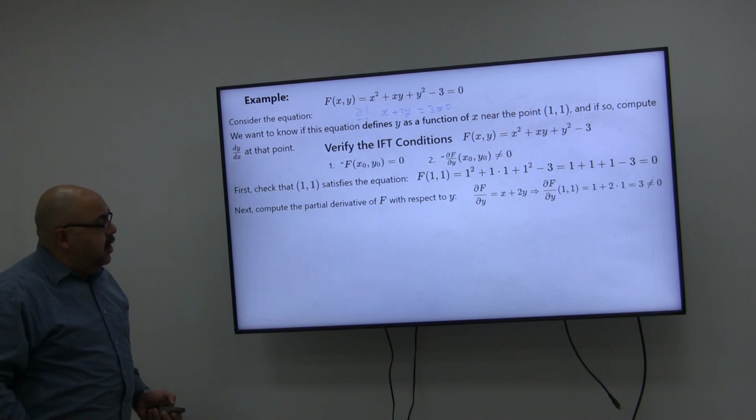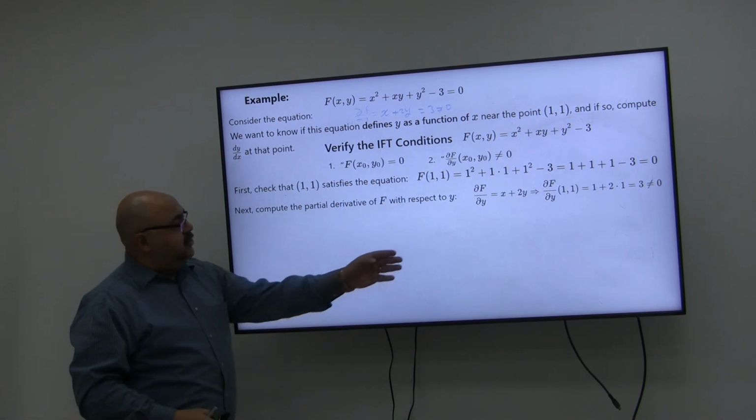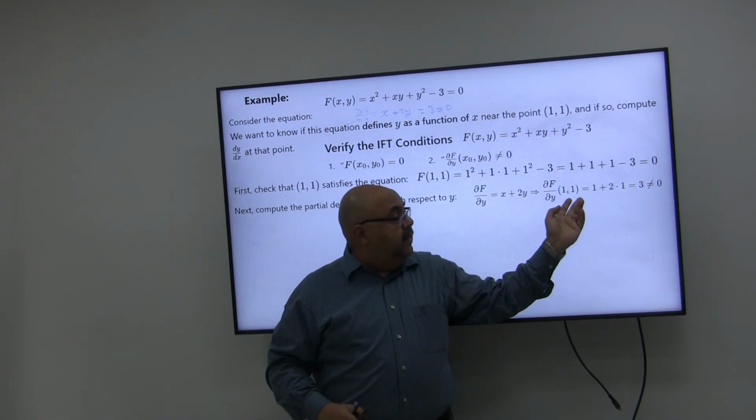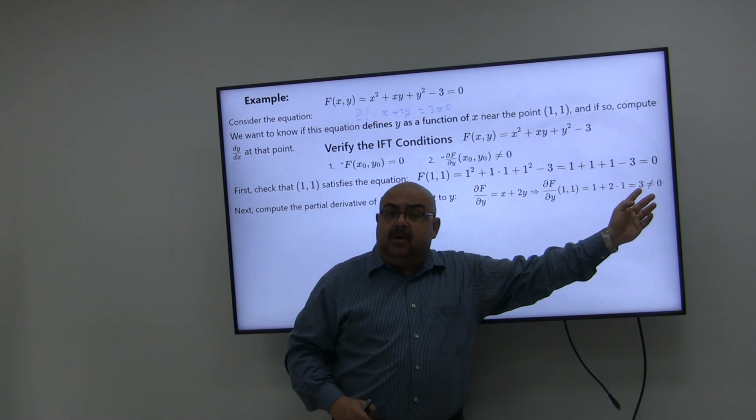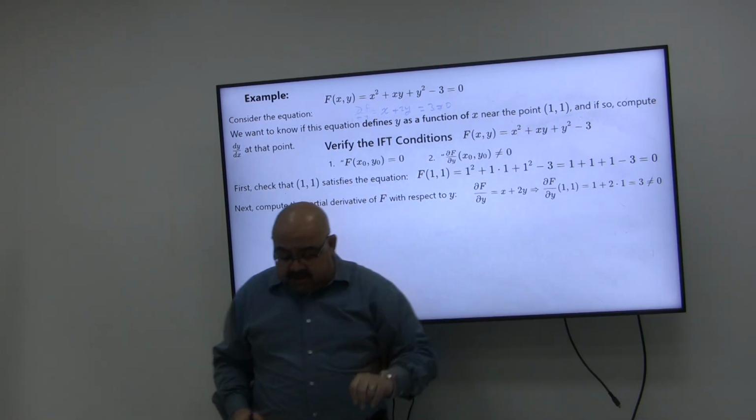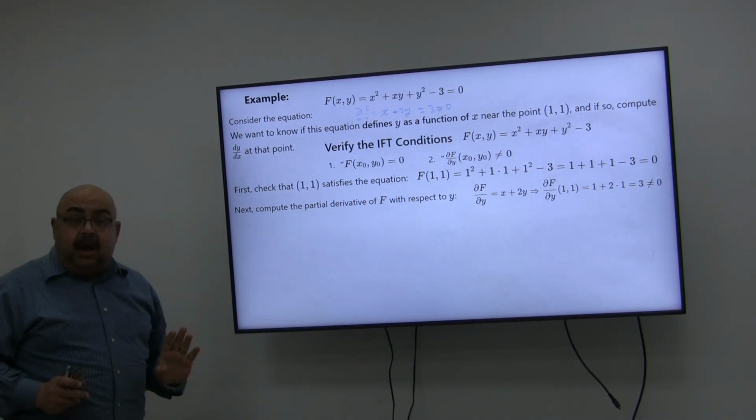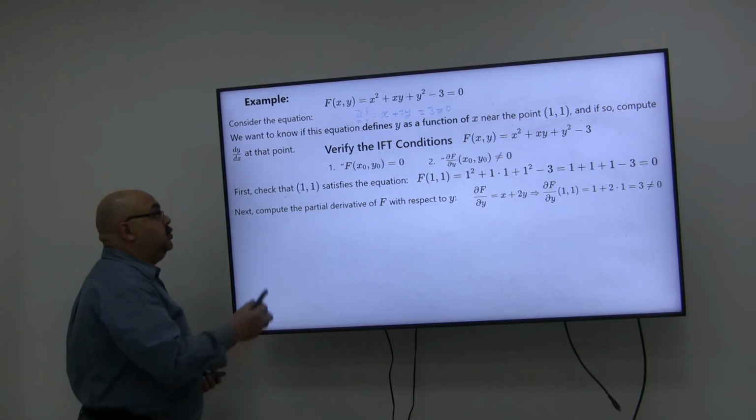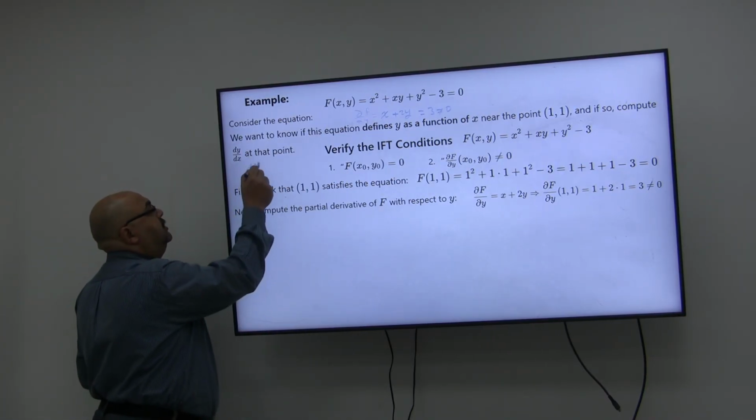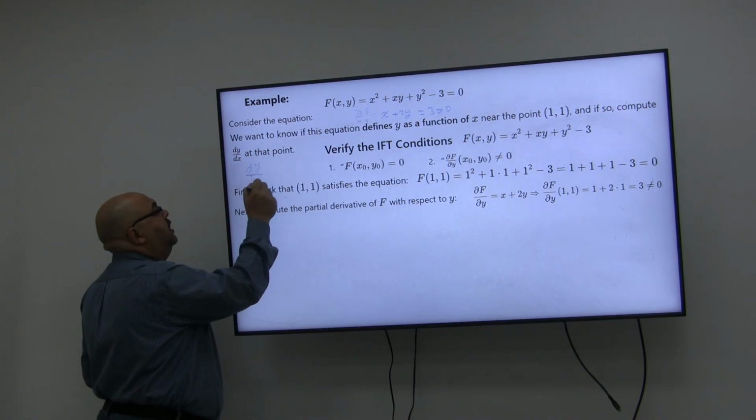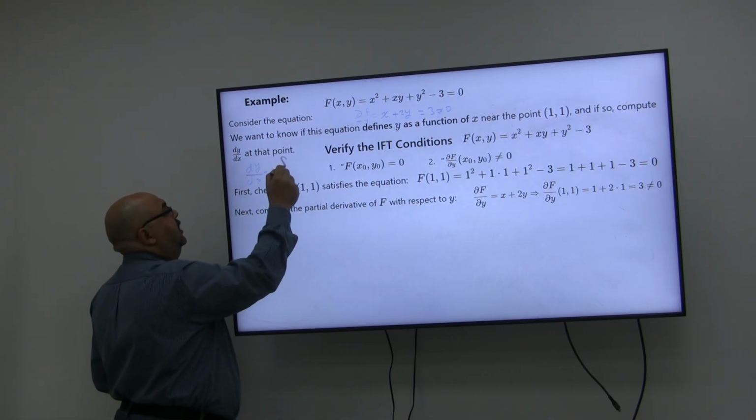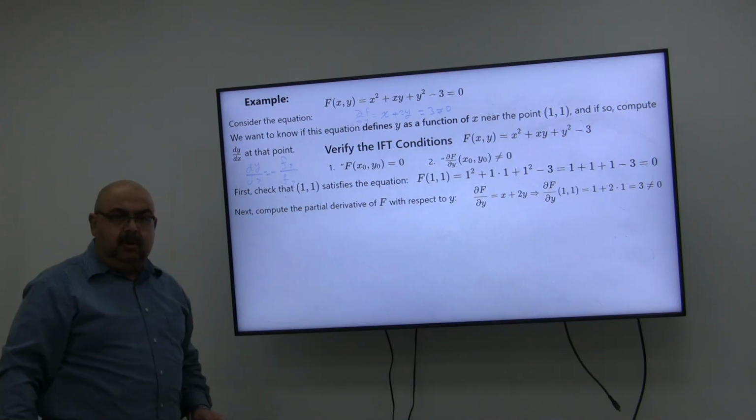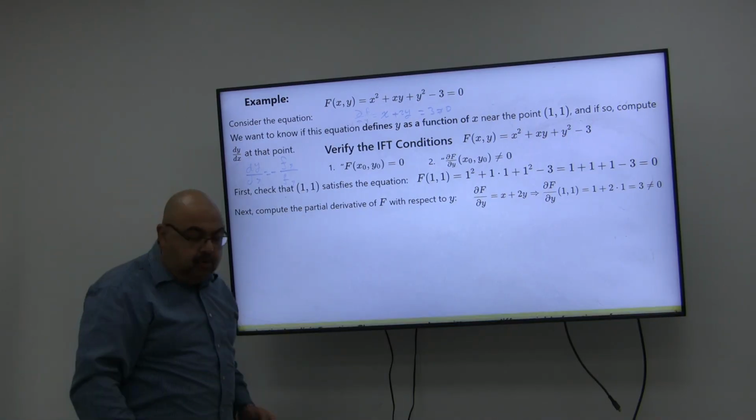Once more, that's the derivative, as you can see, x plus 2y. Start substituting by (1, 1), and the value is 3, which doesn't equal 0. The two conditions are satisfied, so simply I can get dy/dx. Once more, I want you to remember that dy/dx is equal to negative f sub x over f sub y. Really very simple and easy to get.